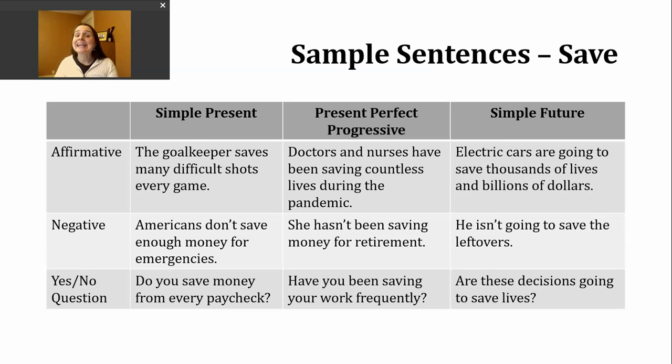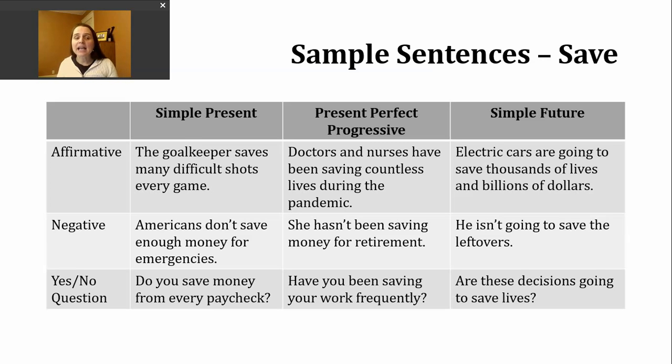If I want to make a negative present perfect progressive sentence, I need to insert not after have or has. You may hear native speakers use the contraction form, haven't or hasn't. Let's look at another example. She hasn't been saving money for retirement.